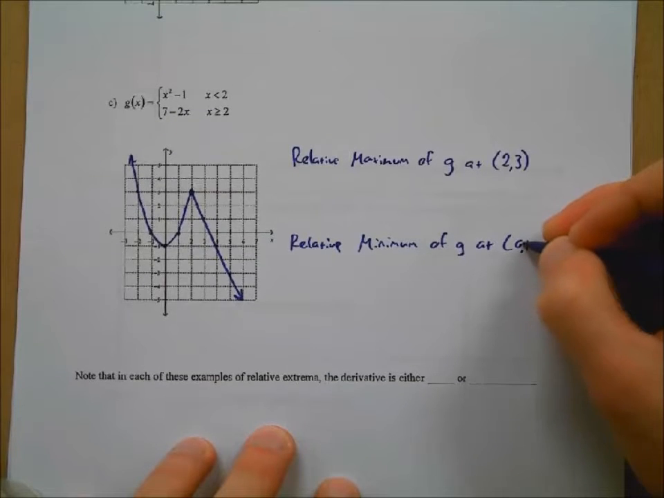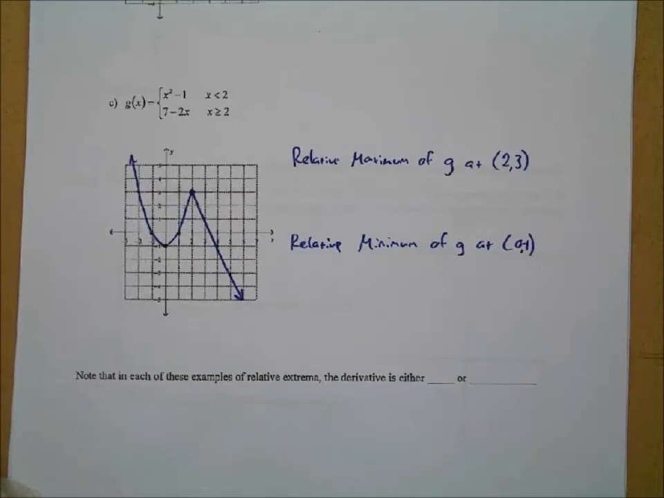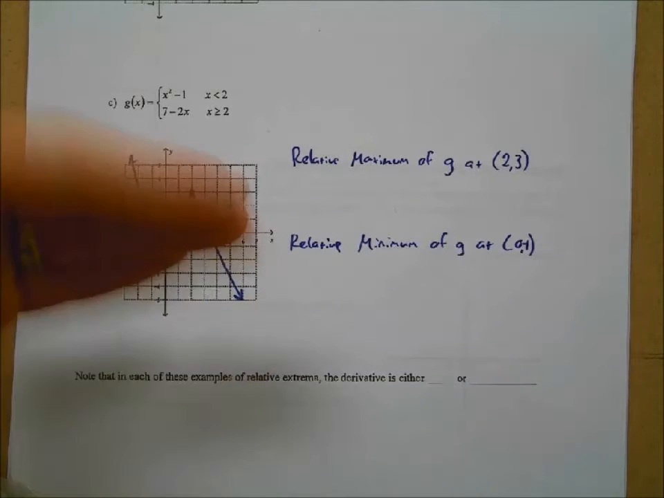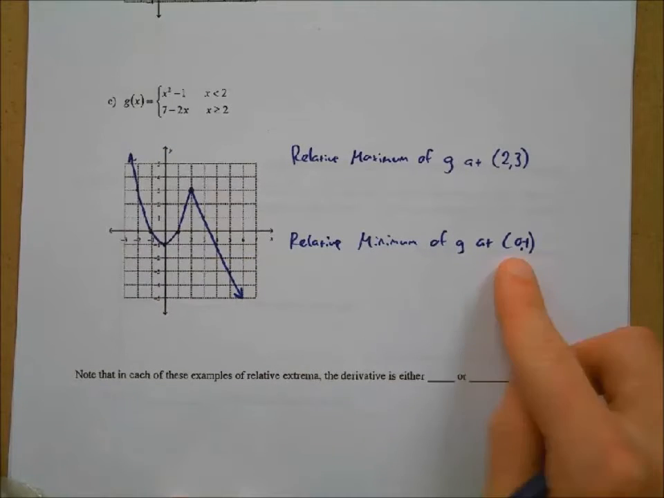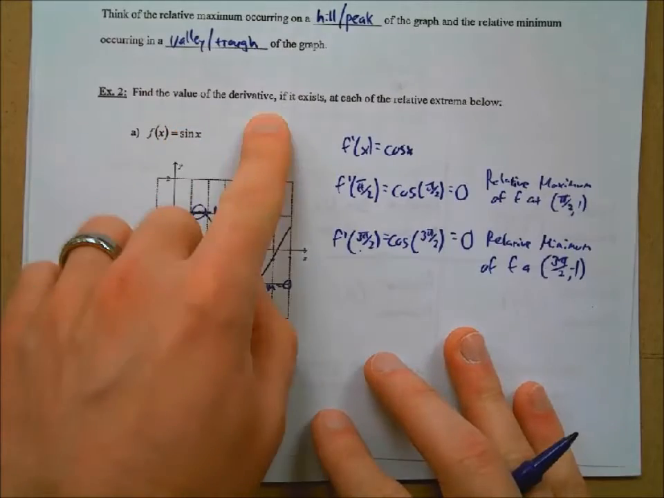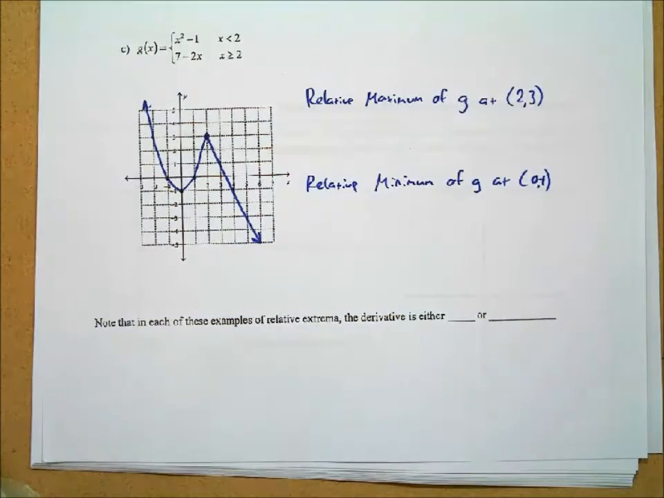Okay. All right. But of course, we weren't just asked to identify where the relative maximums and relative minimums were. So again, that's a 0, -1 there. We were also asked in these directions to find the value of the derivative at the relative extrema.